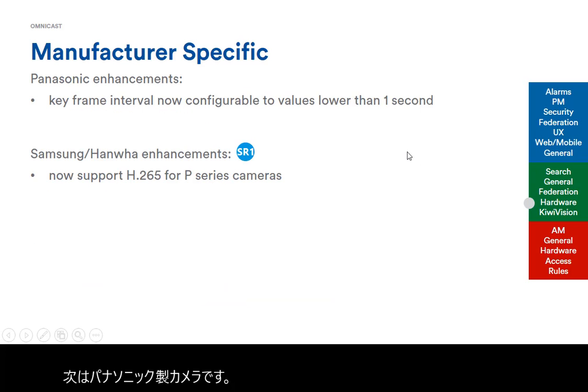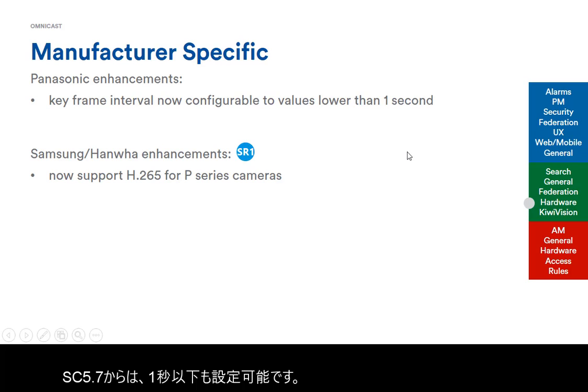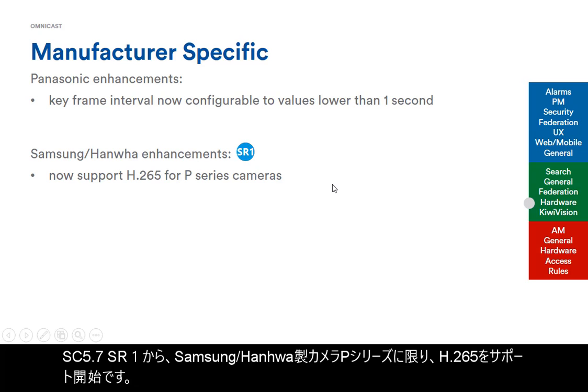Another 2 manufacturers, Panasonic, we've changed the way the keyframe interval can be configured. Before, the minimum value we could set the keyframe interval to was 1 second. So now we can actually do it in values of less than a second if needed. And looking at the Samsung Hanwha enhancements, we now support H.265 streaming for P-series cameras.